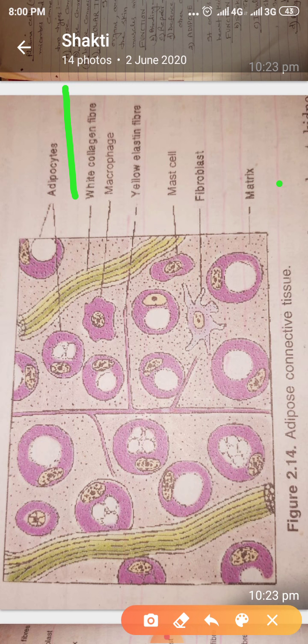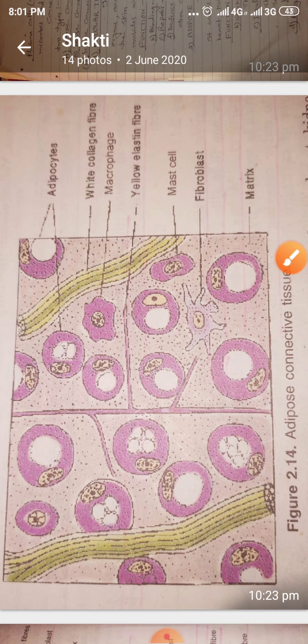Then we also observe blubber in whale. In whale, blubber is also adipose tissue. In camel, the hump, the structure which is used in a starvation period, is also adipose tissue. And in polar animals, below the skin there is an insulating layer that prevents them from cold.